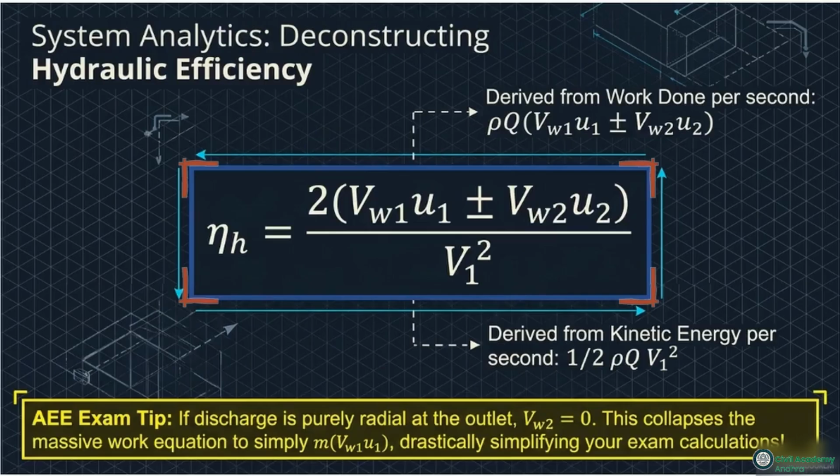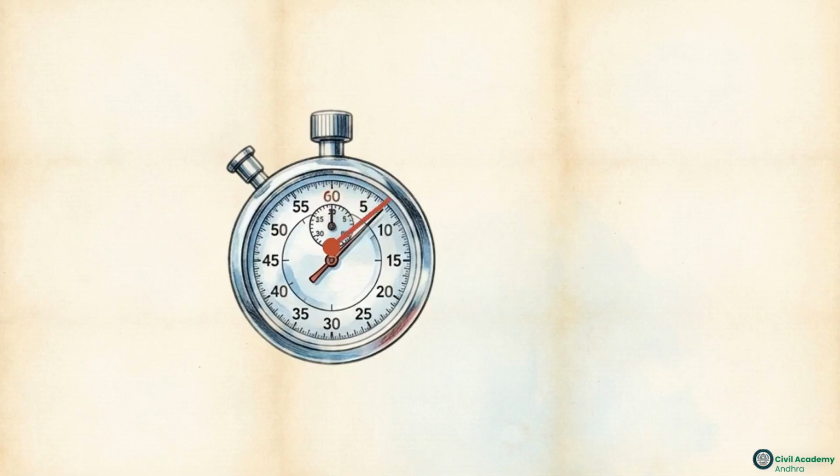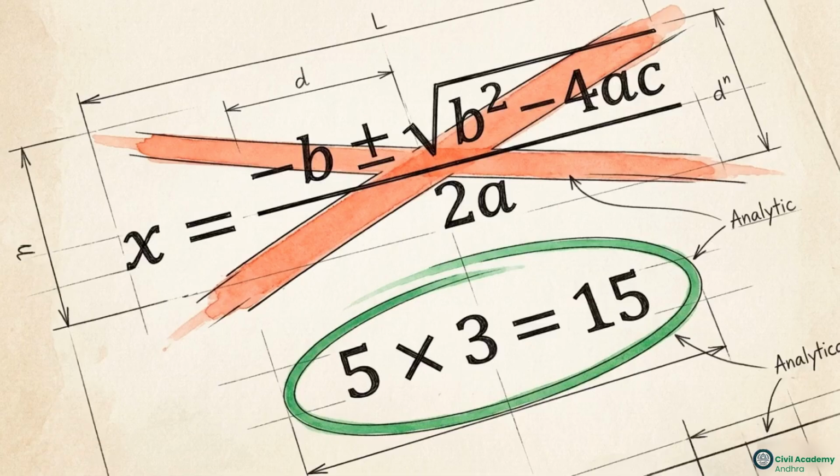To measure performance, we use this hydraulic efficiency formula. It often creates a calculation bottleneck. However, if exam problems specify purely radial discharge, the outlet whirl velocity becomes zero. This collapses the complex equation into a single simple multiplication problem. Identifying that specific geometric condition reduces the calculation to a 30-second task. It resolves the efficiency question quickly, allowing you to move through the remaining problems without wasting time on dense algebra.